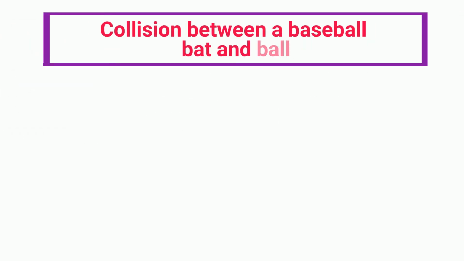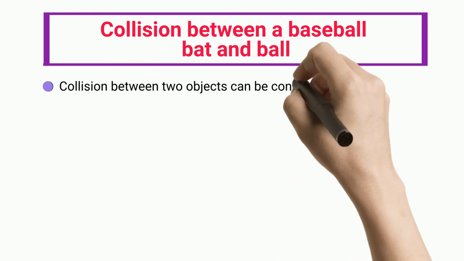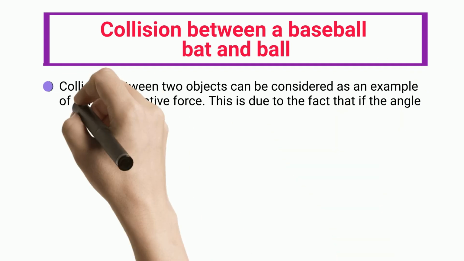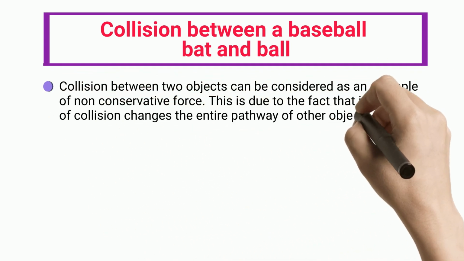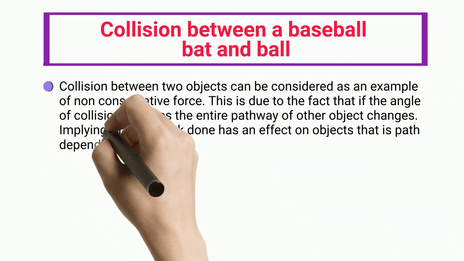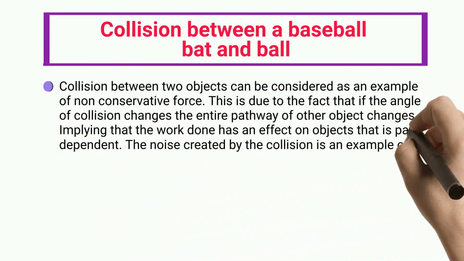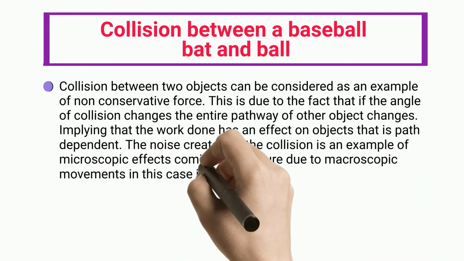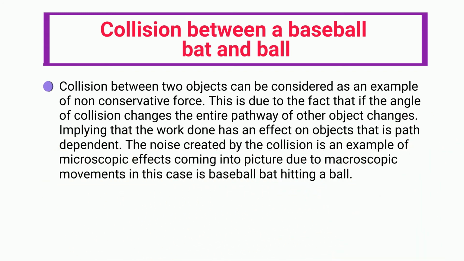Collision between a baseball bat and ball. Collision between two objects can be considered as an example of non-conservative force. This is due to the fact that if the angle of collision changes, the entire pathway of the other object changes, implying that the work done has an effect on objects that is path dependent. The noise created by the collision is an example of microscopic effects coming into picture due to macroscopic movements, in this case a baseball bat hitting a ball.